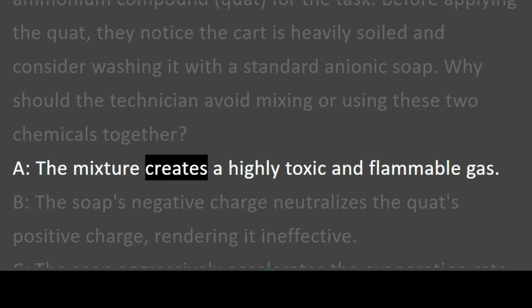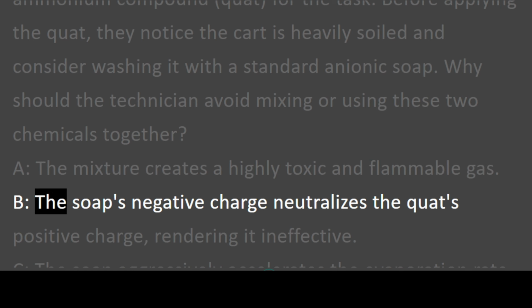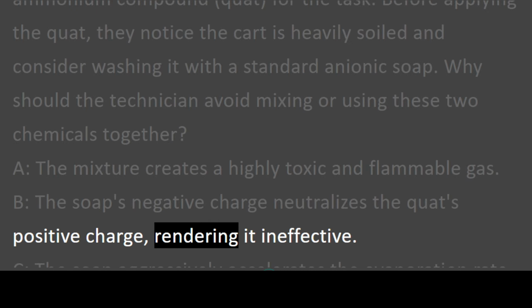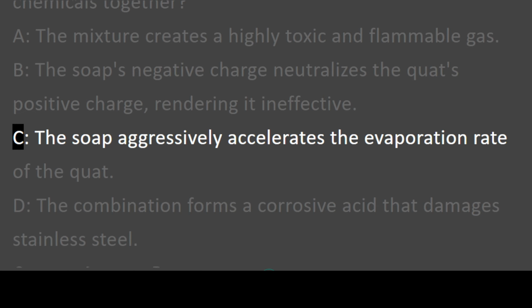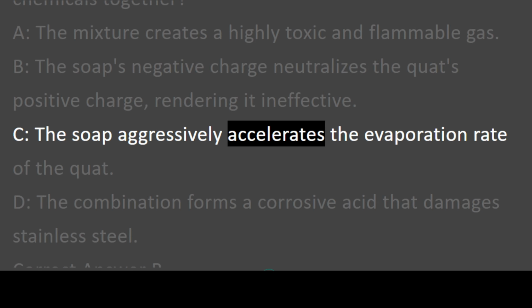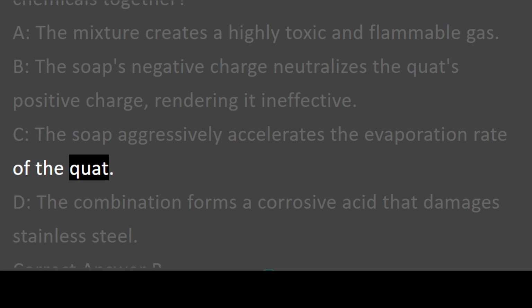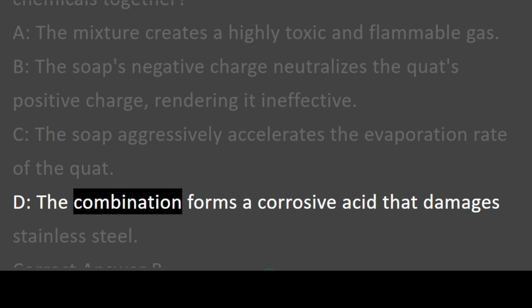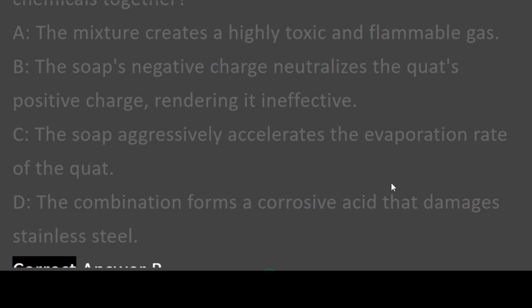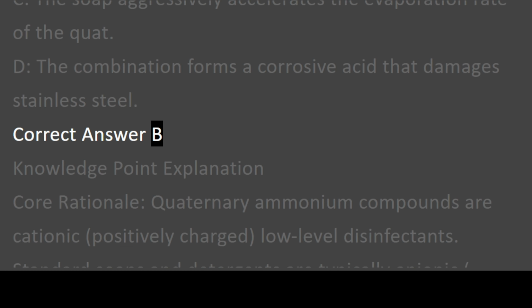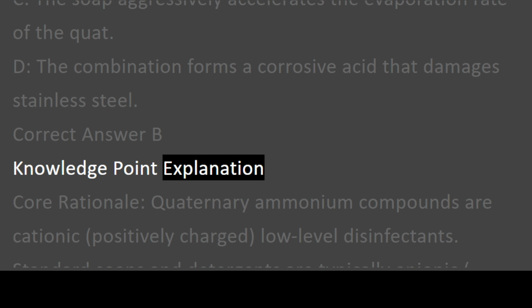A. The mixture creates a highly toxic and flammable gas. B. The soap's negative charge neutralizes the QUAT's positive charge, rendering it ineffective. C. The soap aggressively accelerates the evaporation rate of the QUAT. D. The combination forms a corrosive acid that damages stainless steel. Correct answer B. Knowledge point explanation.